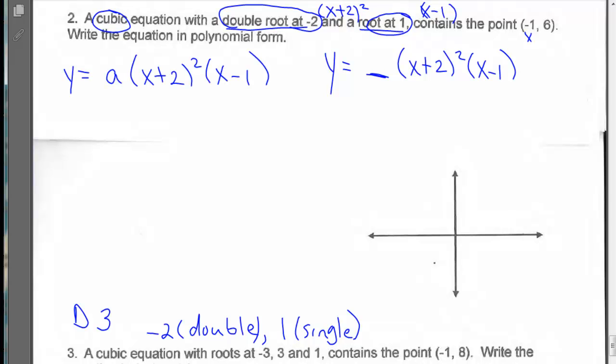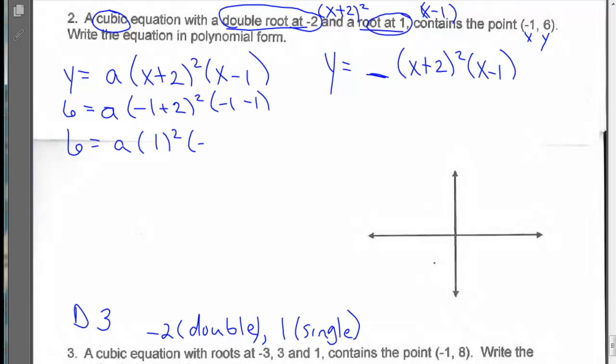Substituting -1 in for x and 6 in for y. So 6 is equal to a times 2 minus 1, which is 1 squared, times -1 plus -1, which is -2. So 6 is equal to -2a. A is equal to -3. So this is a degree 3, but it is a reflection. Its movement is up to down.